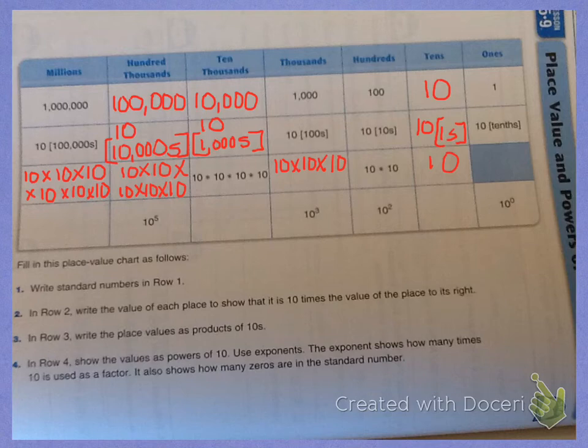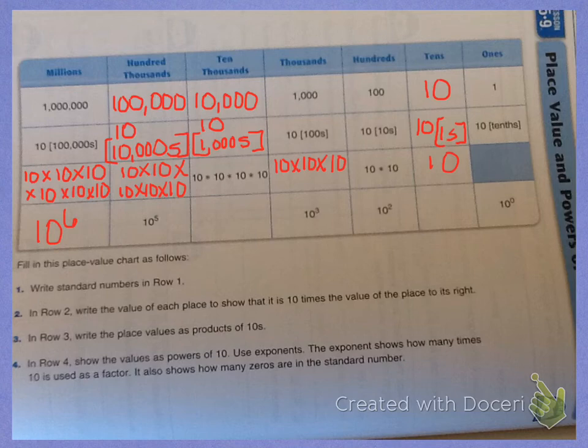And in this row, we're going to show the values as powers of 10, and we're going to use exponents. Now remember our order of operations, PEMDAS? And we talked about exponents, but we haven't really used them yet. Well, guess what? You get to use them today. So if we look at our first column in the millions, we would write 10 to the 6th power. And what that means is 10 times 10 6 times, which is what we wrote in the box above.